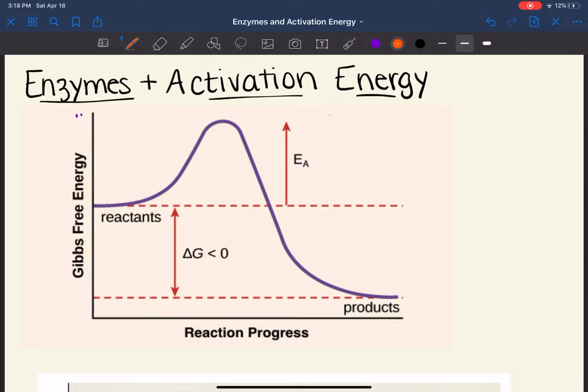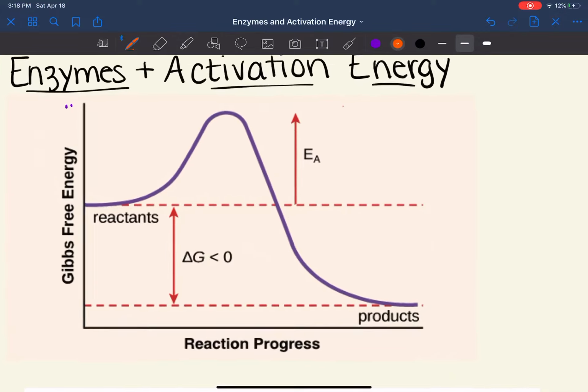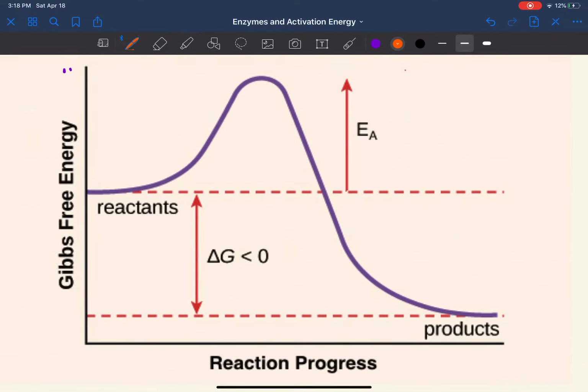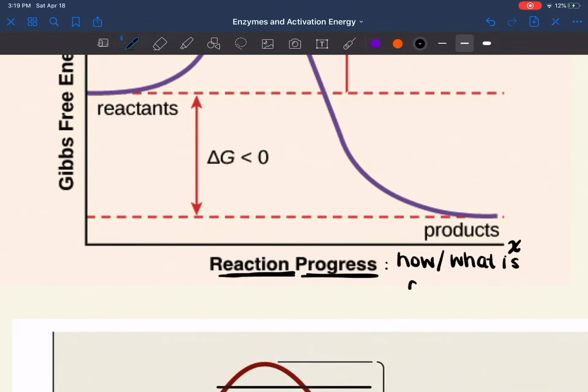So you're going to see this graph. This is a common graph that is often used when looking at activation energy. So let's dissect this graph a little bit. Okay, I'm going to make it a little bigger. So first, let's label our x-axis and our y-axis. So we see here on our x-axis, we have something called reaction progress. This is just what is happening in the reaction.